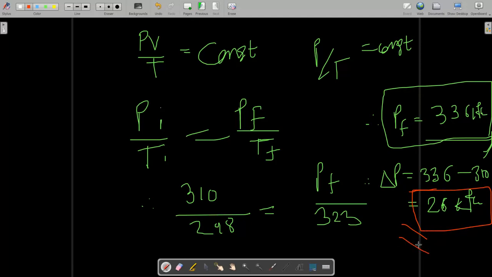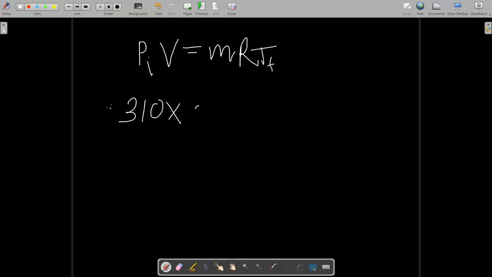Now let's move toward our next part: how much mass we have to extract. It follows the ideal gas equation, and volume is constant, so we can write PV is equal to mRT. Here P is the initial pressure as usual, and T is the final temperature, and volume remains constant. So if you put 310 kilopascal absolute pressure, volume remains constant at 0.65, m2, the final mass, and the R value will remain the same, and the final temperature, that means 50 degrees.